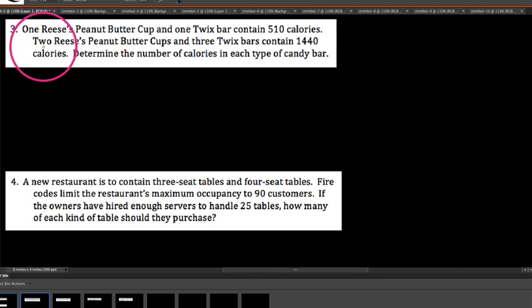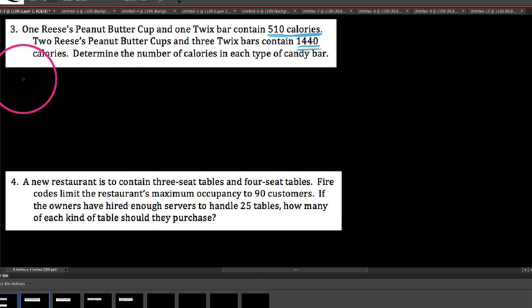Number three, reading through this, it says one Reese's peanut butter cup and one Twix bar contain 510 calories. As I read through this, I'm inclined to underline this. It sounds like an important piece of information. As we read on, it says 2 Reese's peanut butter cups and 3 Twix bars contain 1,440 calories. So what we want to do is determine the number of calories in each type of candy bar.